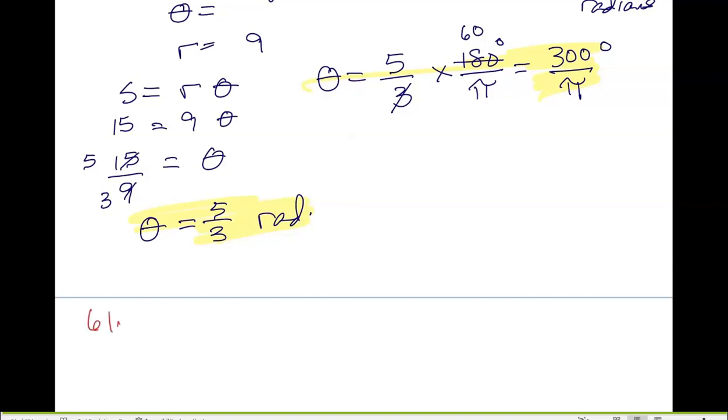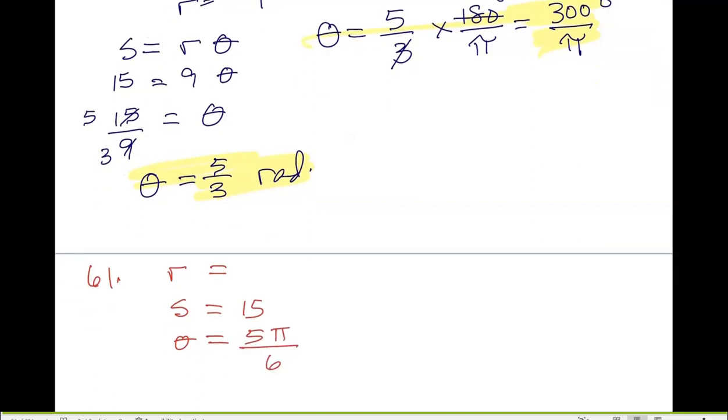So 61 is telling us find the radius of a circle. So the radius, I don't know. If an arc length of 15, so the arc length is what? The S is 15. On the circle subtends a central angle of 5 pi over 6. Is that in radians? Yes, it is. So I can use my formula. S equals r times theta. I write it every time. That's 15. r is what I'm looking for. The angle is 5 pi over 6.